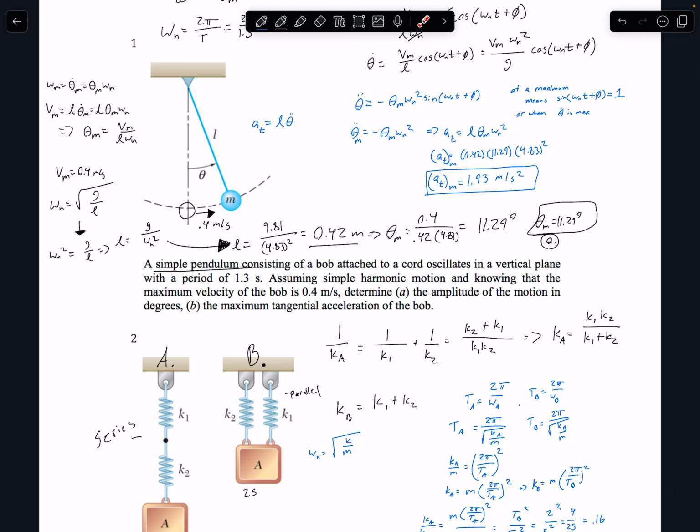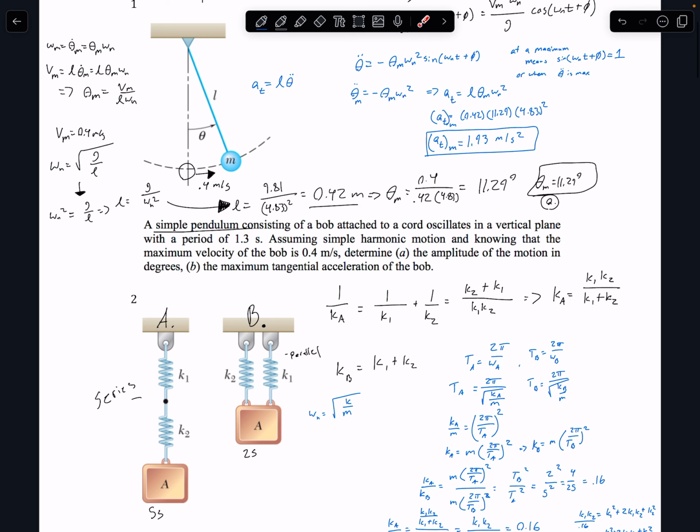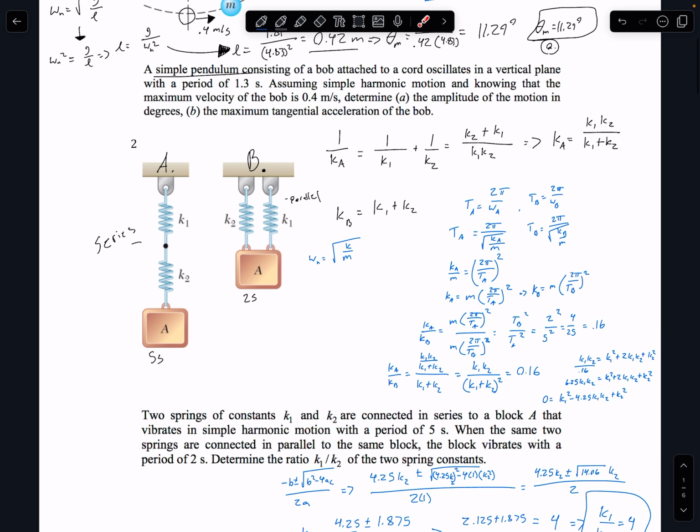So we get theta double dot m is equal to negative theta m times omega n squared. We know that tangential acceleration is equal to length times theta double dot, and so we can sub this guy into that guy to get our maximum tangential acceleration. We have all those values and such, and we get maximum tangential acceleration of 1.93 meters per second squared.